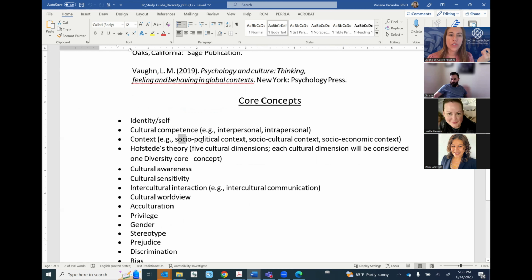context, social political context, social cultural context, social economic context, host-fed theory. So if you're talking about that, you will need to talk about the 5 cultural dimensions. Each cultural dimension can be considered one diversity core competency, or core concept.